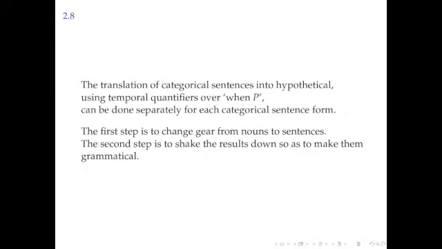Well, that's taken a whole syllogism and converted all three sentences of it from categorical to hypothetical. But actually, the translation can be done separately for each categorical sentence. In fact, if you look back at what we did, the first step is to take your categorical sentence and change gear so that it doesn't use nouns, it uses sentences. And we'll express that by putting P and Q in the appropriate place. And the second step is to look at what we got and shake it down so as to make a grammatical sentence.